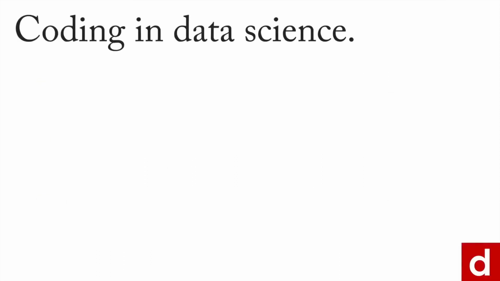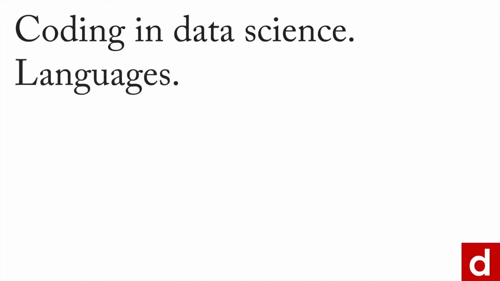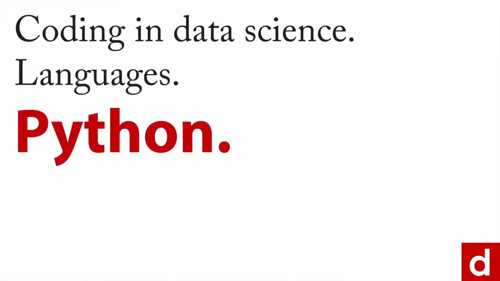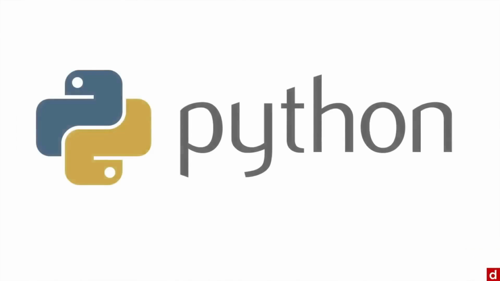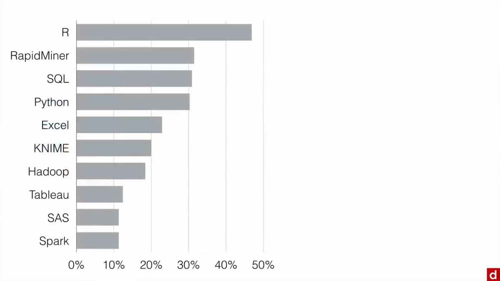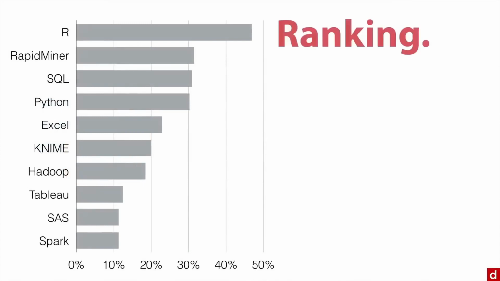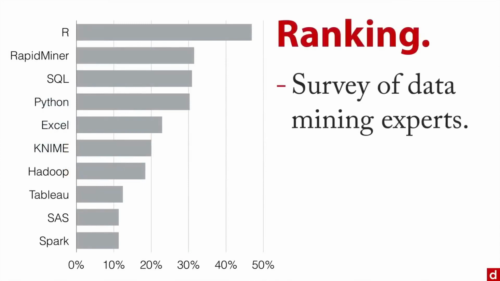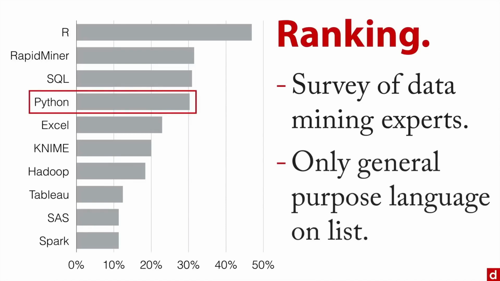When talking about coding in data science in the languages, along with R, we need to talk about Python. Now, Python, the snake, is a general purpose programming language that can do it all, and that's its beauty. If we go back to this survey of the software used by data mining experts, you see that Python's there. It's number 3 on the list. And what's significant about that is that on this list, Python is the only general purpose programming language. It's the only one that can theoretically be used to develop any kind of application that you want.